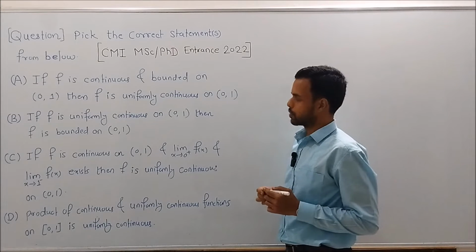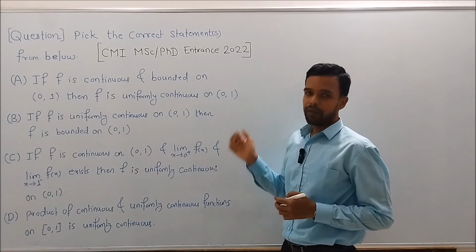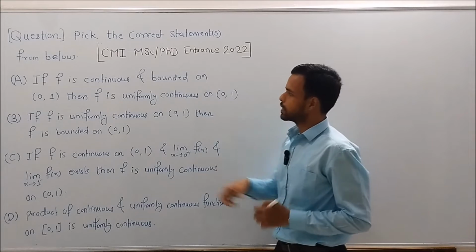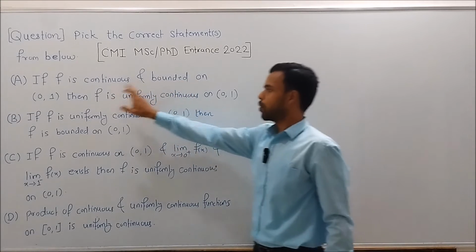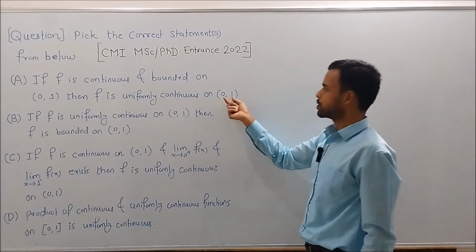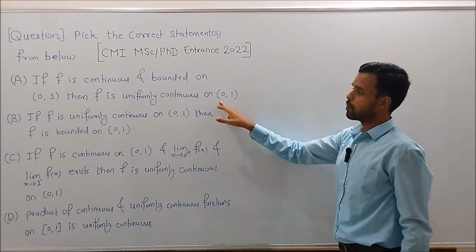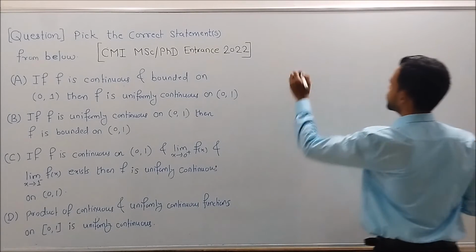So let's solve this question. We will verify all statements one by one. The first statement is: if f is continuous and bounded on the open interval (0, 1), then f is uniformly continuous on the open interval (0, 1). No, this is a false statement. I will provide a counterexample.